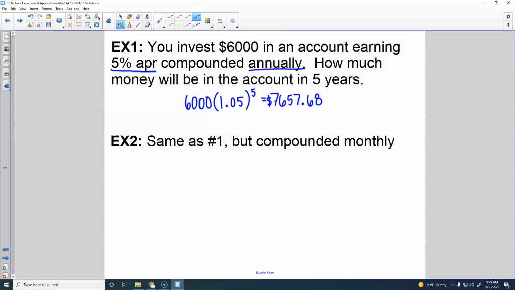So let's say we've got the exact same situation, same amount of money, same interest rate, but instead of compounding annually, we're going to compound monthly. Okay? So that means we have to adjust our interest rate and our time to be in months instead of in years. So our initial amount is going to stay the same. We got $6,000. My annual interest is 5%.